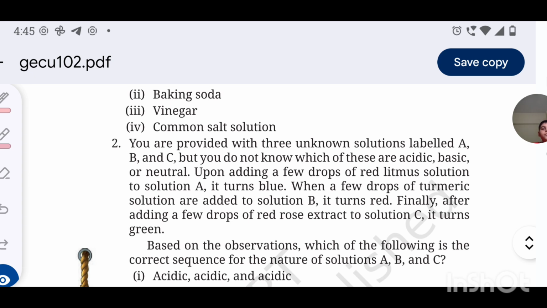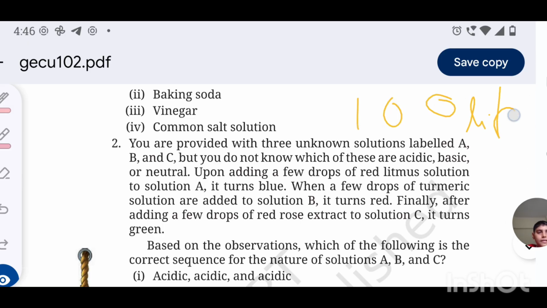Upon adding a few drops of red litmus solution to solution A, it turns blue. Okay. When a few drops of turmeric solution are added to solution B, it turns red. Finally, after adding a few drops of red rose extract to solution C, it turns green.